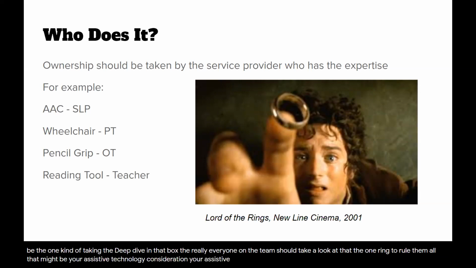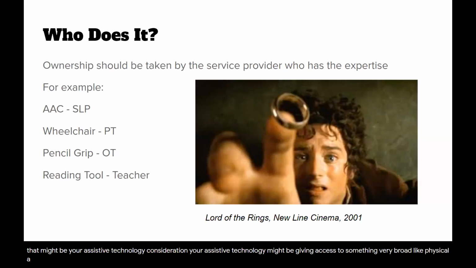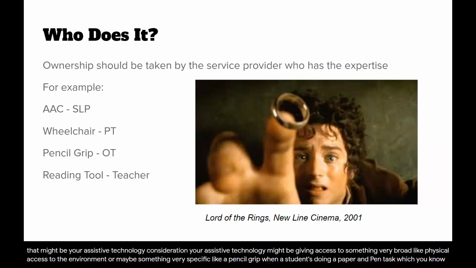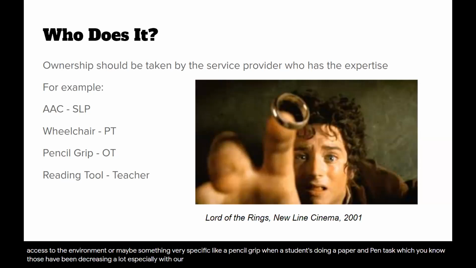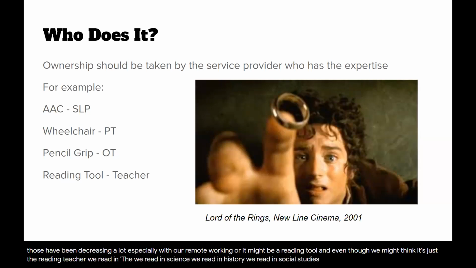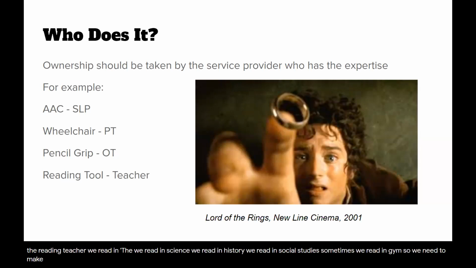Your assistive technology might be giving access to something very broad, like physical access to the environment, or maybe something very specific, like a pencil grip when a student's doing a paper and pen task, which, those have been decreasing a lot, especially with our remote working. Or it might be a reading tool. And even though we might think it's just the reading teacher, we read in math, we read in science, we read in history, we read in social studies. Sometimes we read in gym. So we need to make sure that that's going across the entire team.